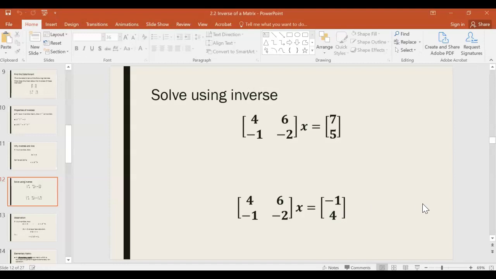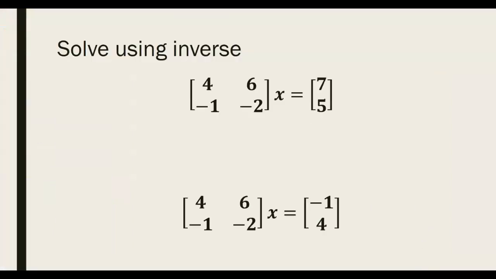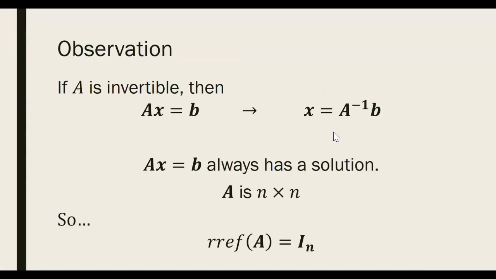Now, I want you to notice something about these inverses. Make this observation: if A is invertible, then no matter what your vector B is, as long as it's the right size, obviously, I can always apply that trick. So if A is invertible, then A inverse is going to exist, so no matter what B is, I can apply that trick. That means AX equals B always has a solution.